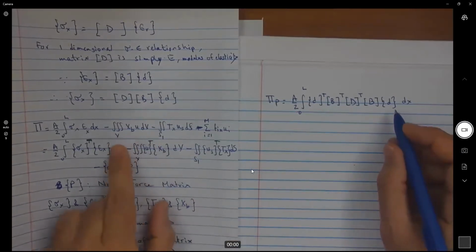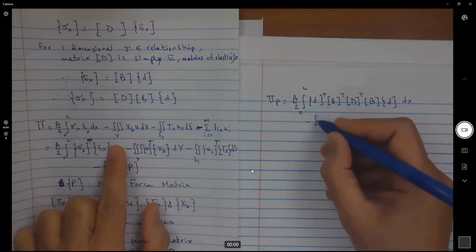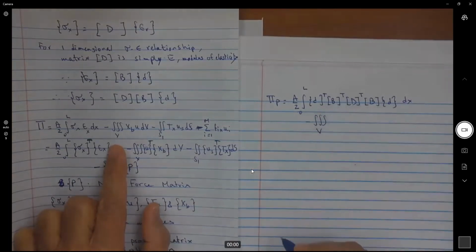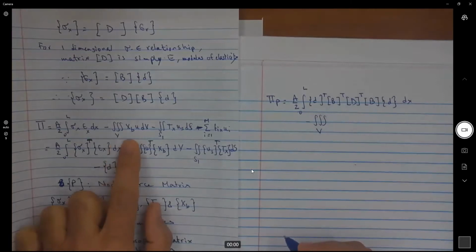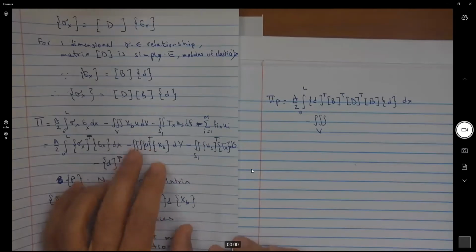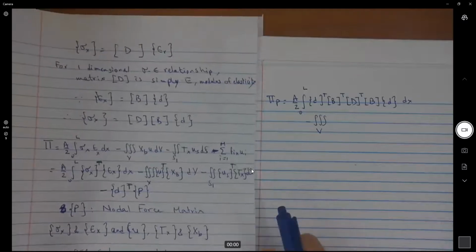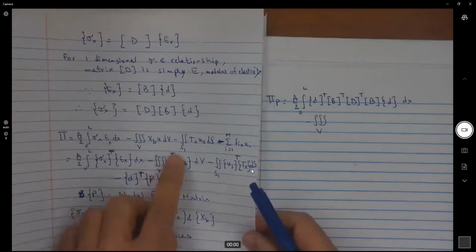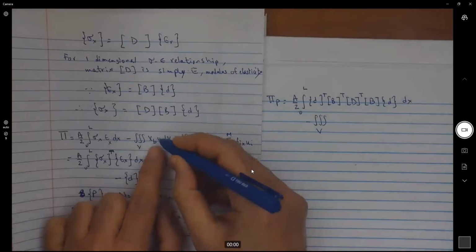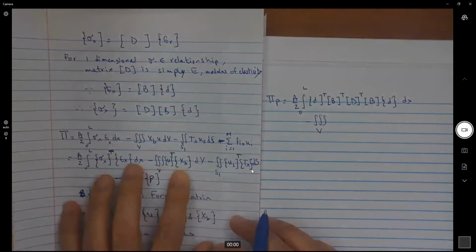Next, we have here minus the triple integral over the volume. We had the xb, I think I did not put xb multiplied by u. And again, for this one, in order for us to write it, yeah, I wrote it here. U transpose times XB.